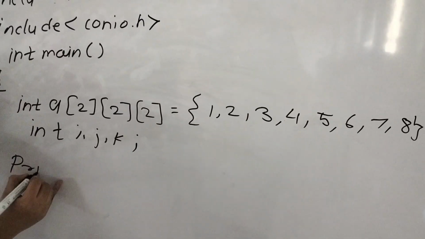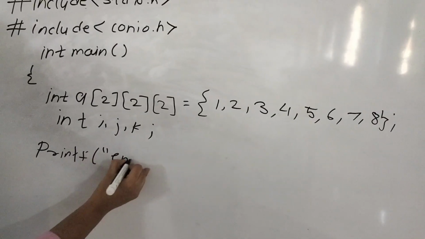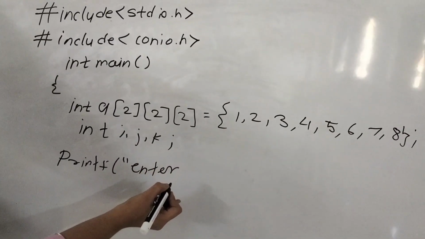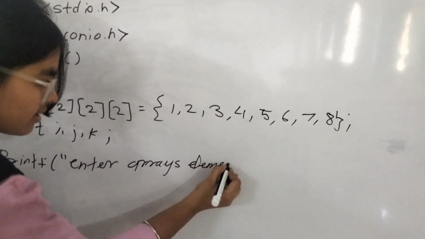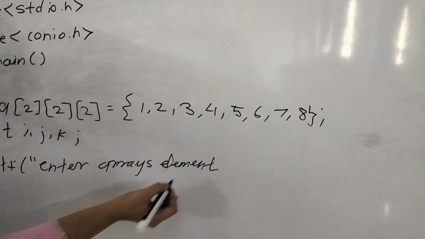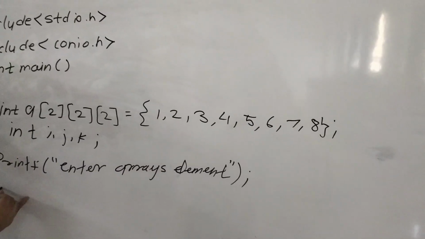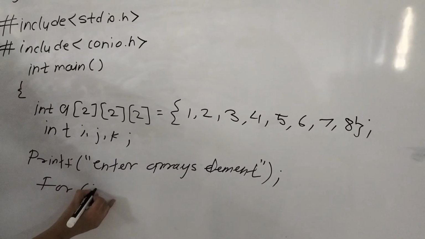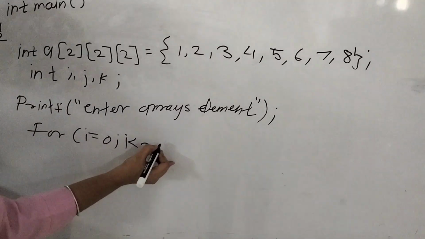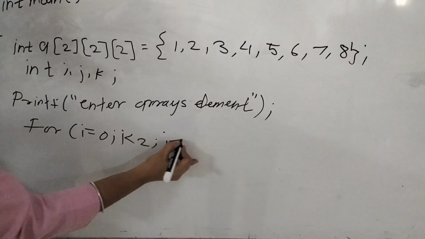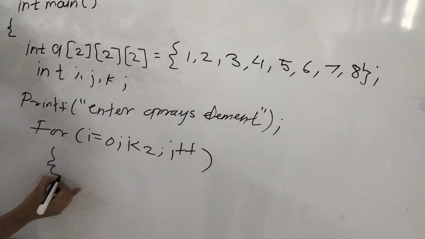So next write printf. So write in this, enter array elements. Close this with a curly bracket and a semicolon. So next is the for loop. For condition checking, i is equal to 0, and lastly write i plus plus. So next the curly bracket is open.